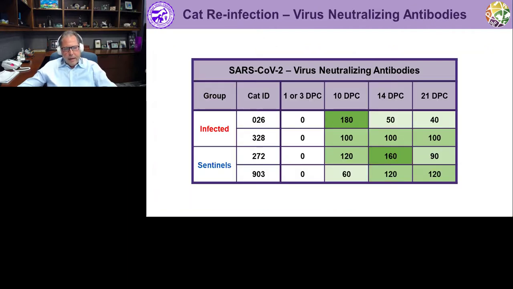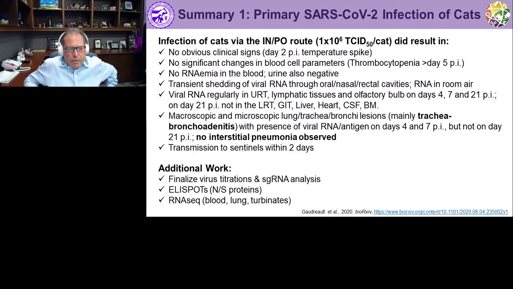The animals are able to develop neutralizing antibodies starting at day 10 post-inoculation and still maintain them until day 21 post-challenge. And this summarizes the first part of my presentation, the primary infection of cats with SARS-CoV-2. This was recently posted on bioRxiv, and here is the website for it.